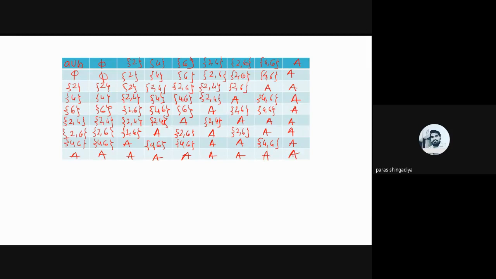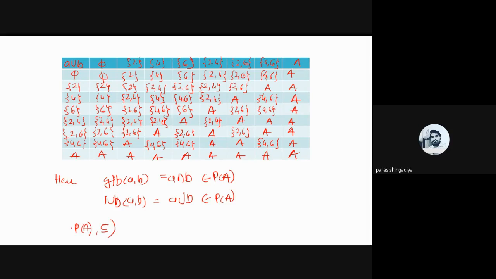Okay, so now check these values. All the answers of the union as well as the intersection are part of P of A, and belong to P of A. So by using the answers of both tables, we can say that GLB of A, B, meaning A intersection B, belongs to P of A. And LUB of A, B, meaning A union B, belongs to P of A. That is part of P of A. So we can say that P of A, subset, for A equal to 2 4 6, is a lattice as a poset. Clear? So it is the proof of the third question.